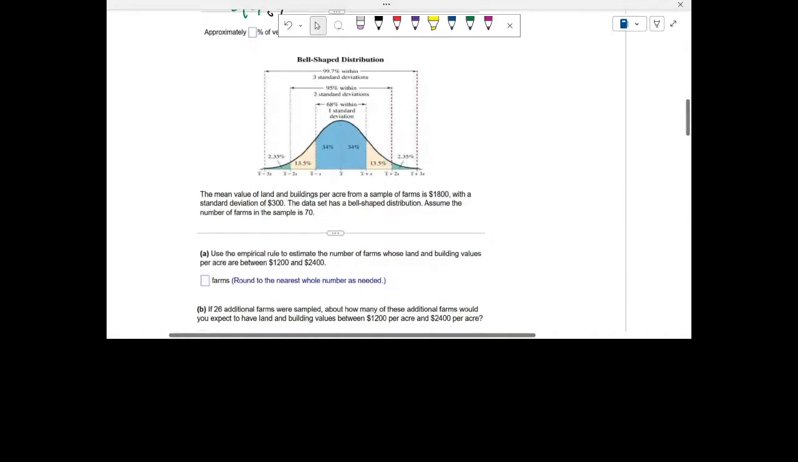It says the mean value of land and buildings per acre from a sample of farms is $1,800. Okay, y'all, first thing I'm going to do, I'm going to write x bar. That's my mean, $1,800, with a standard deviation of $300. So y'all, just like we did before, right here in the middle, I'm going to write 1,800. If anybody has a calculator, guys, I'm going to ask you to help me so I don't have to keep going back and forth. Let's start adding 300 to that 1,800 as we go to the right.